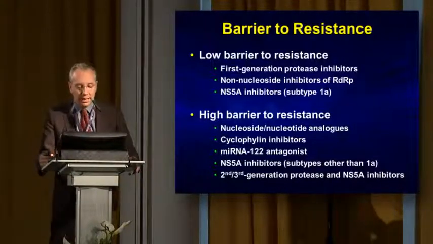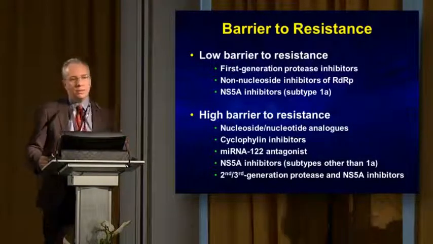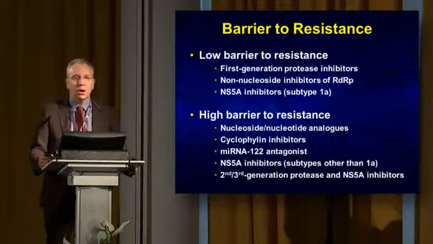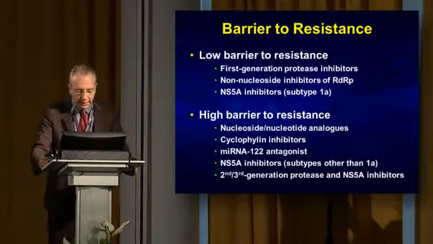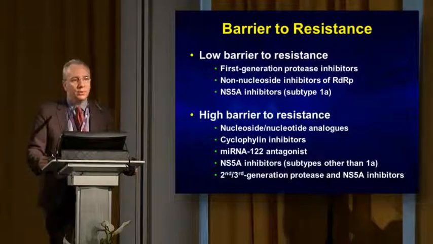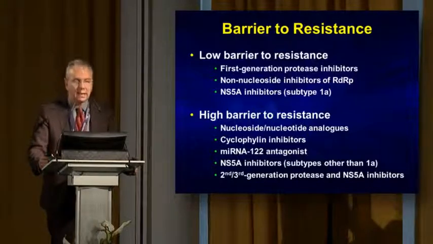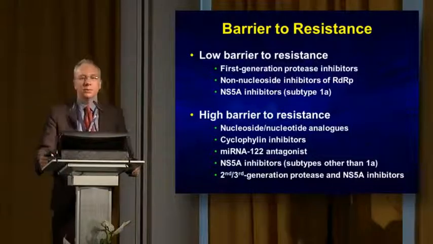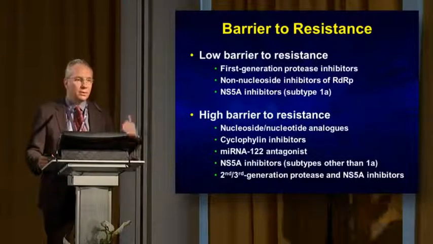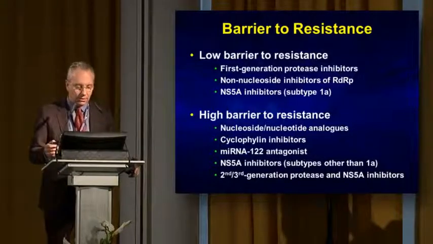I will come to this in the last part of my presentation. The other group of drugs are the drugs with a high barrier to resistance. These drugs hardly select for resistant viruses, and they include the nucleoside and nucleotide analogs, the cyclophilin inhibitors, the microRNA 122 antagonists, NS5A inhibitors for subtypes other than 1A, and second and third generation protease and NS5A inhibitors that will be coming very soon and replace the first generation of protease and NS5A inhibitors.